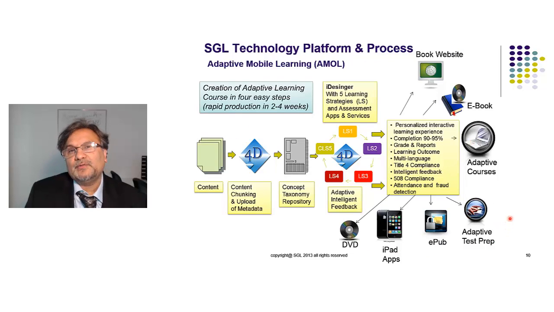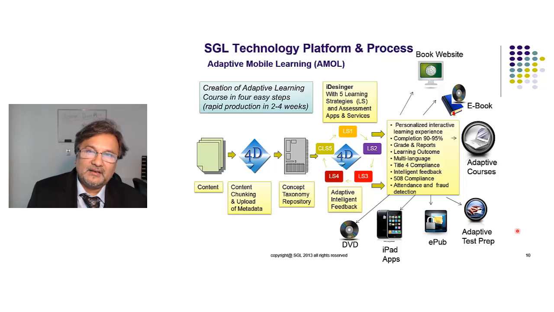So how do we do this? Well, now you need tools to do this. So we came up with a very sophisticated model where we have learning strategy, learning media, models, interactivity, and social construction. So how do we put it all together? We have a technology platform called AMOL, Adaptive Mobile Learning Platform. In that, we are able to create adaptive learning courses in 4 easy steps. You do not have to do a lot of things.